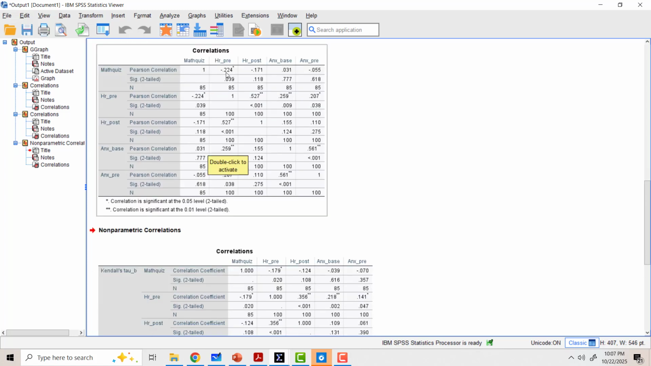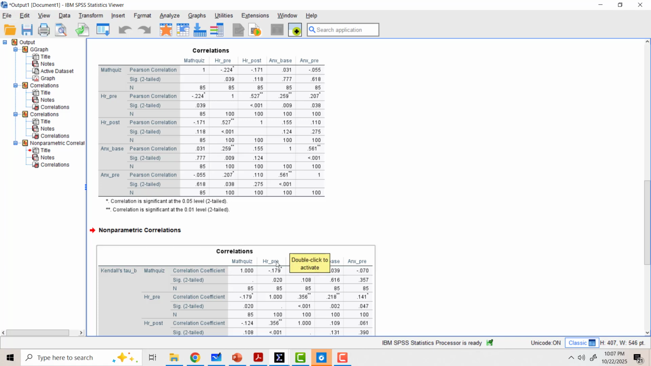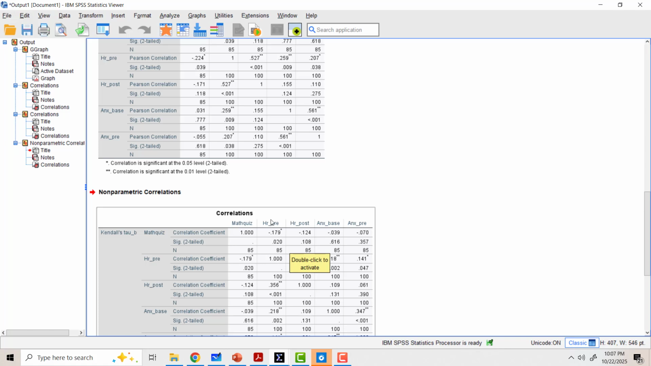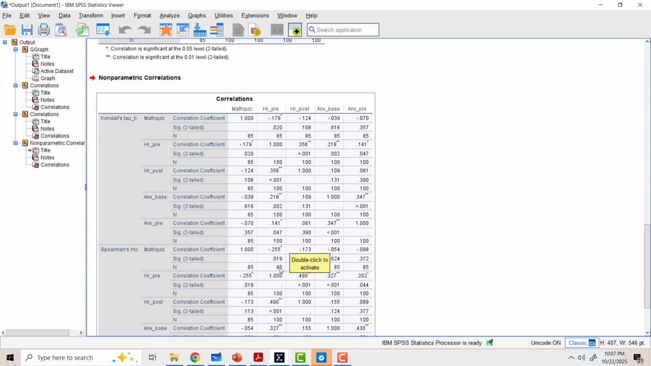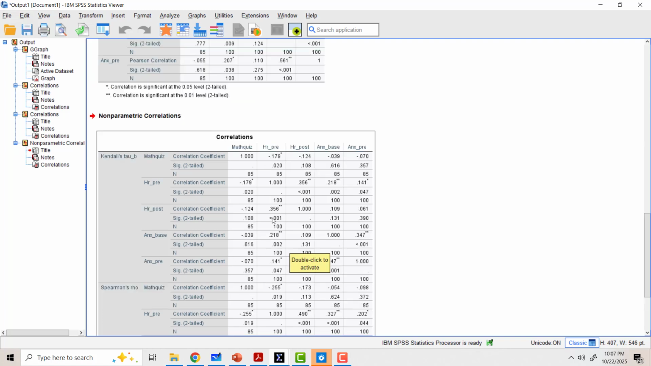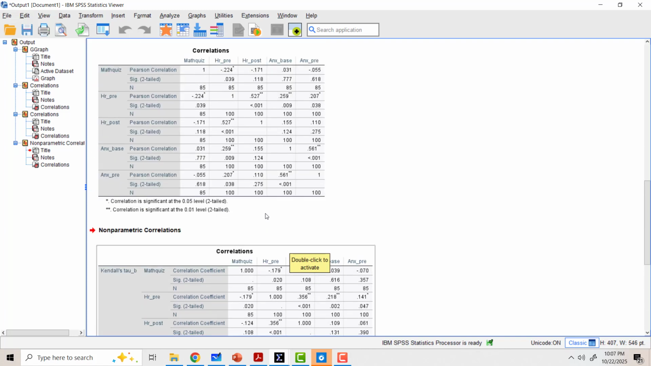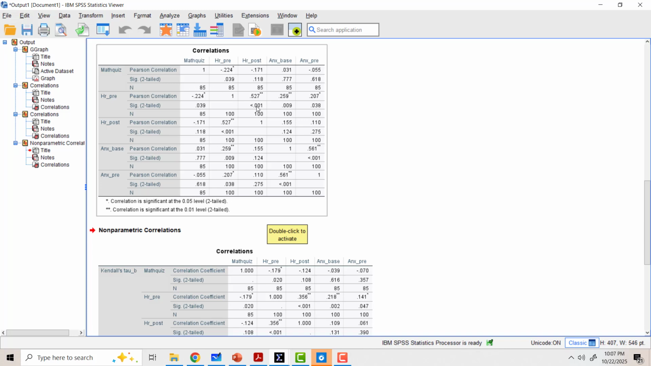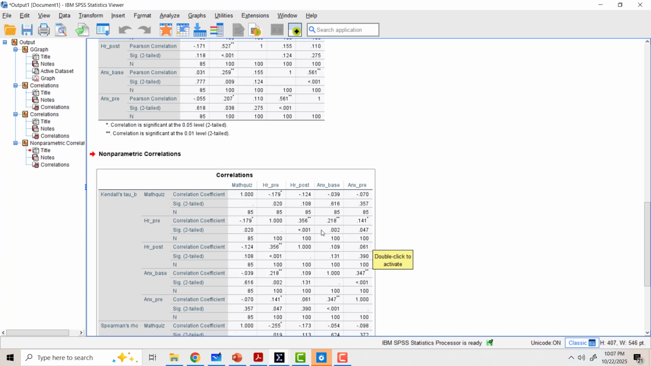So the math quiz, which was marginally significant with Pearson. For Kendall's, it's still marginally significant. In fact, it's a little bit more powerful. The significance is 0.02. For Spearman's, again, 0.019, a little bit more significant. Let's look at heart rate pre and heart rate post. So that is 0.527 for the standard correlation.